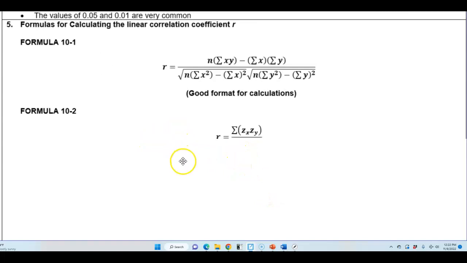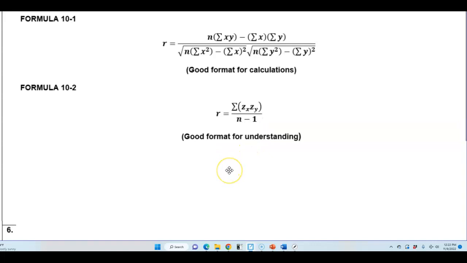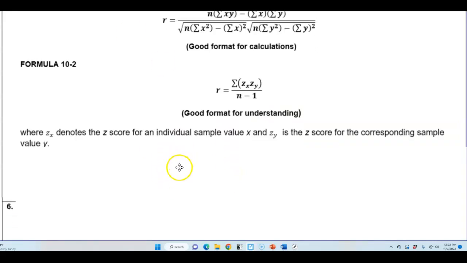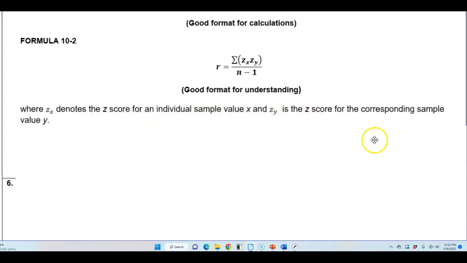Now for formula 10.2, we have the following. R is equal to the sum of the z-score of x times the z-score of y, over n minus 1. And this is a good format for understanding. Here, z subscript x denotes the z-score for an individual sample value x, and z subscript y is the z-score for the corresponding sample value y.